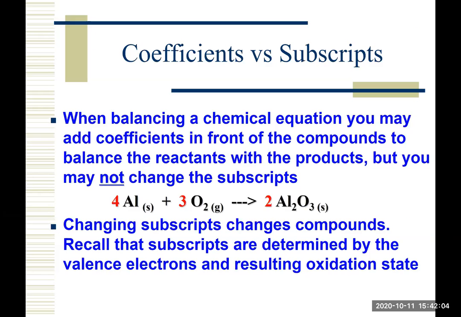When we're balancing a chemical equation, you can add coefficients in front of the compounds to balance the reactants with the products, but you cannot change the subscripts. Remember that changing the subscripts will change the compounds. The subscripts are determined by the valence electrons and the resulting oxidation state that allows each elemental atom to have the electron configuration of the noble gas that's closest to it.